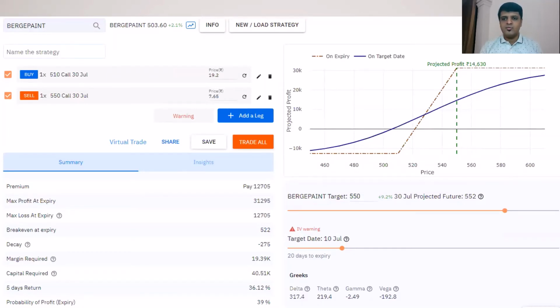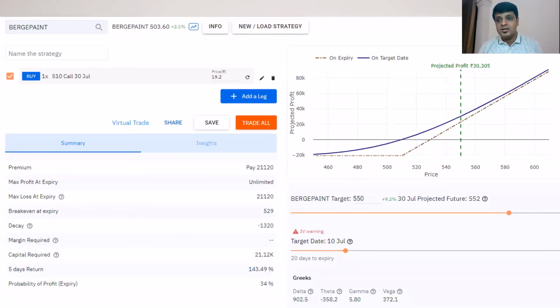somewhere around 15,000 rupees. Now, if I were to just do the naked call option of 510, I could probably get around 30,000 rupees. Now you will say, oh wow, 30,000 rupees versus 14,000 rupees. Hey, doesn't it make more sense to just do the naked? But the problem is with it, what if instead of going to 550, Berger Paints goes to 480?